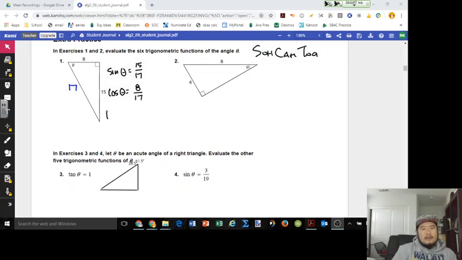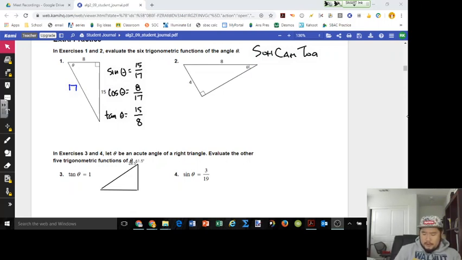And then lastly, tangent for our first 3. Tangent is opposite over adjacent. Opposite side is 15. Adjacent side is 8. As we take a look at my 3 ratios, I don't have to do any simplifying, so we'll keep it as is. If you have to simplify, you want to make sure you do that. Once again, no decimal answers right here.